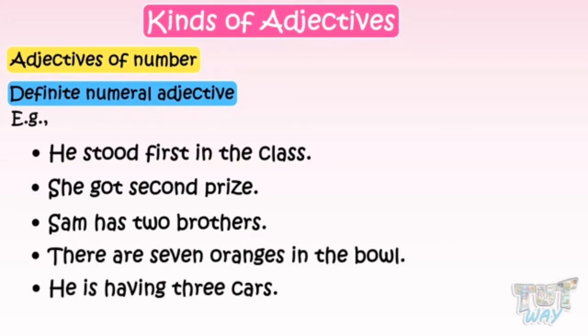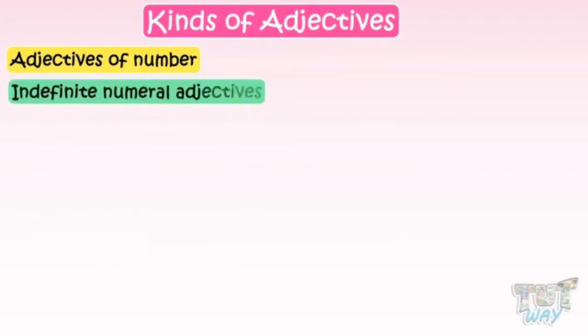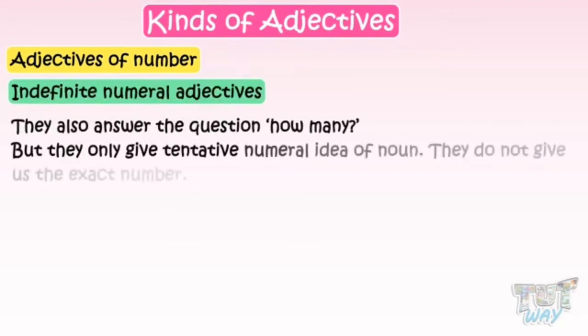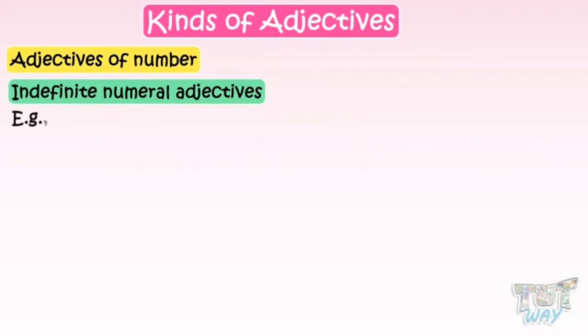He is having 3 cars. All of these are definite numeral adjectives. You can see they give exact numbers. Okay? Now, as for indefinite numeral adjectives, these ones also answer the question, how many? But they only give approximate numeral idea of a noun. They don't give the exact number. More reason why we call them indefinite.